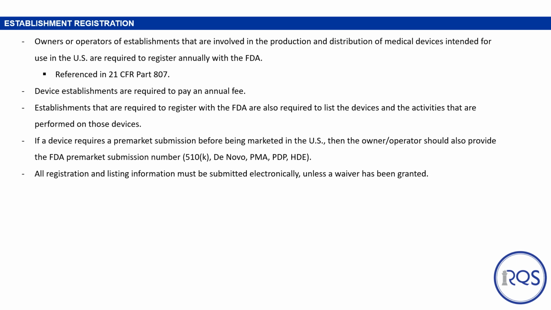Generally, establishments that are required to register with the FDA are also required to list the devices that are made there and the activities that are performed on those devices. If a device requires a pre-market submission before being marketed in the U.S., then the owner or operator should also provide the FDA pre-market submission number, whether it's the 510K, De Novo, PMA, PDP, HDE, etc. All registration and listing information must be submitted electronically unless a waiver has been granted.